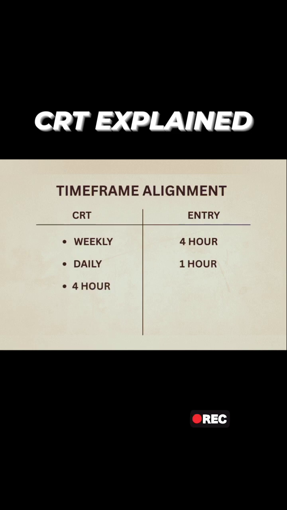4-hour CRT, take your entry from the 15-minute chart. 1 hour CRT, take your entry from the 5-minute chart. I wouldn't advise going any lower than this, because it could cause you to get stopped out more frequently. You can also combine CRT with other confluences for even stronger setups.